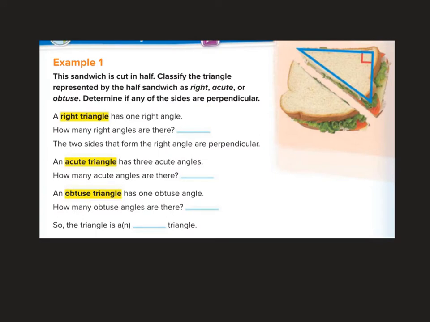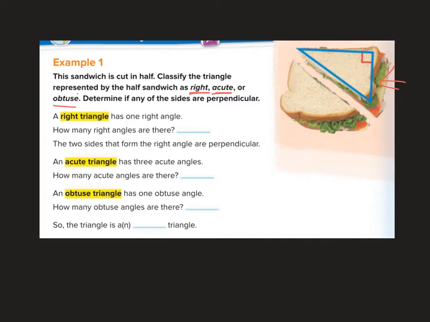All right, so for example 1, we have the sandwich. First, we're going to start off with triangles, then we'll go to quadrilaterals. The sandwich is cut in half. Classify the triangle represented by the half sandwich as right, if there's one right angle, it's a right triangle. Acute, all angles are acute. Or obtuse, one obtuse angle. So we're going to determine if any of the sides are perpendicular.